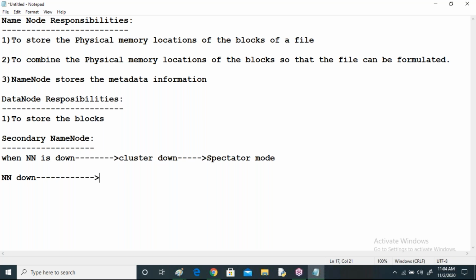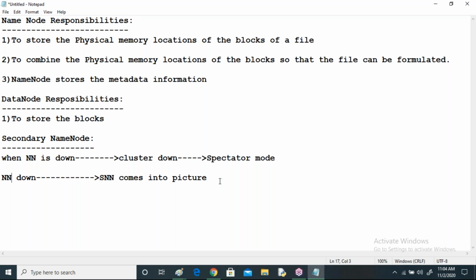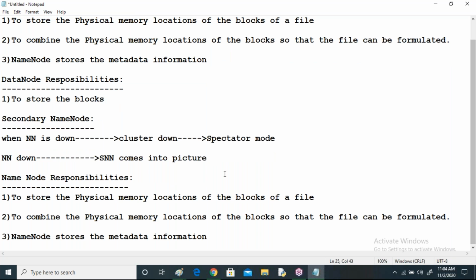So when name node is down, immediately secondary name node comes into picture. Secondary name node responsibilities are the same as name node. The same thing, I copied.